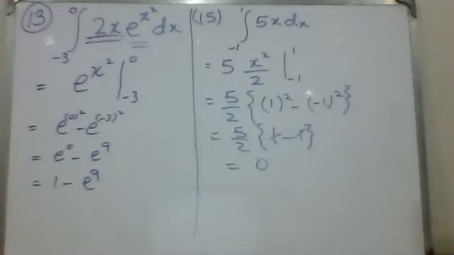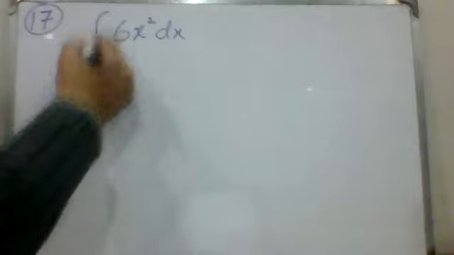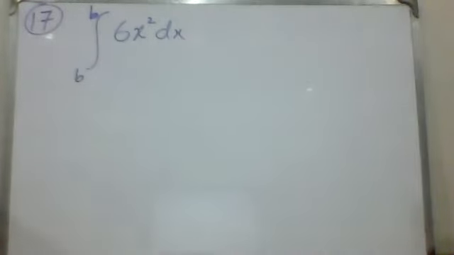So the problem is solved here. Next question is a little bit different. Okay, let's take question number 17. Now you can say how we can solve that problem. So anyone please help me with that problem. The problem is here. 17 is the integral of 6x square dx, where the limit is b to b. So how can we calculate the integral of that function?